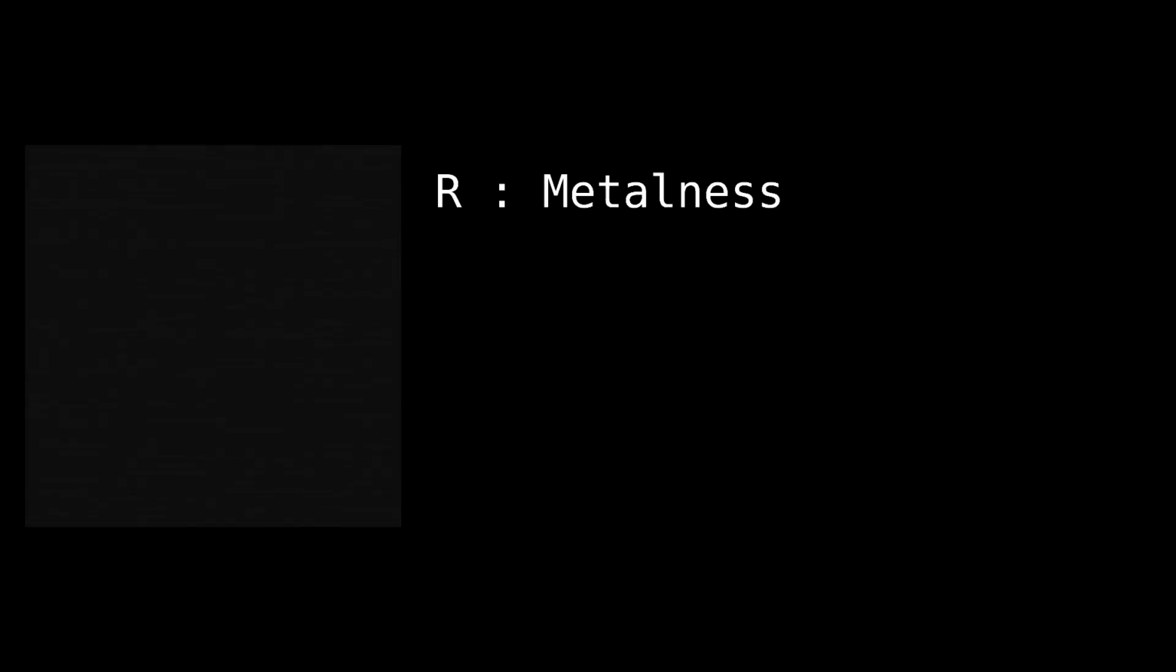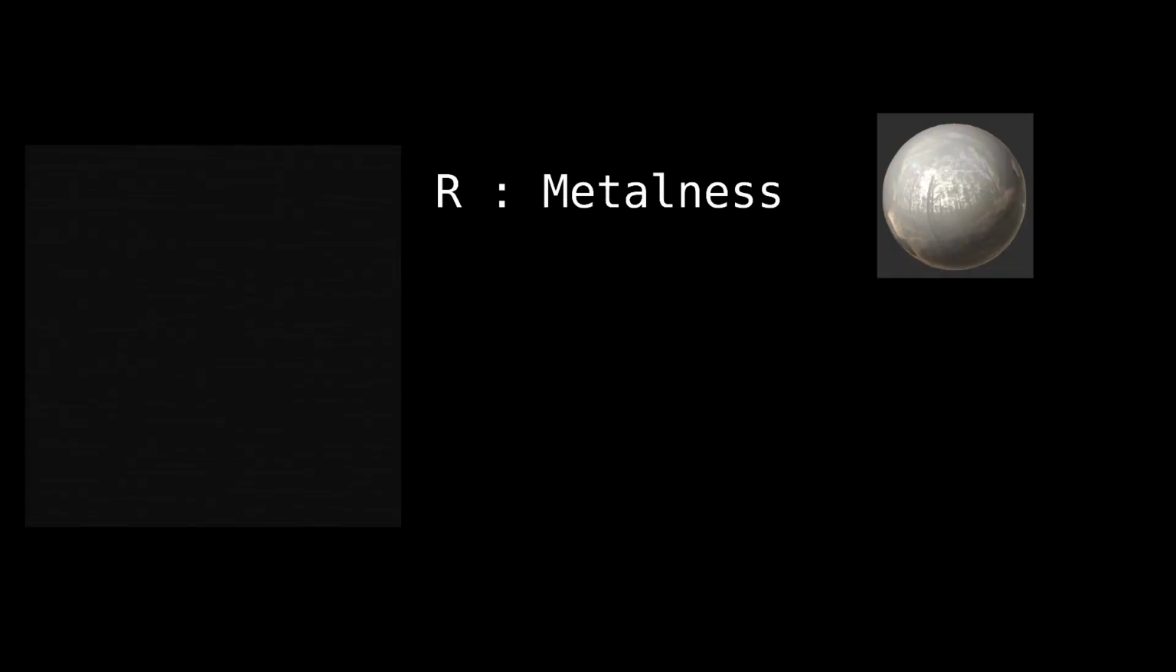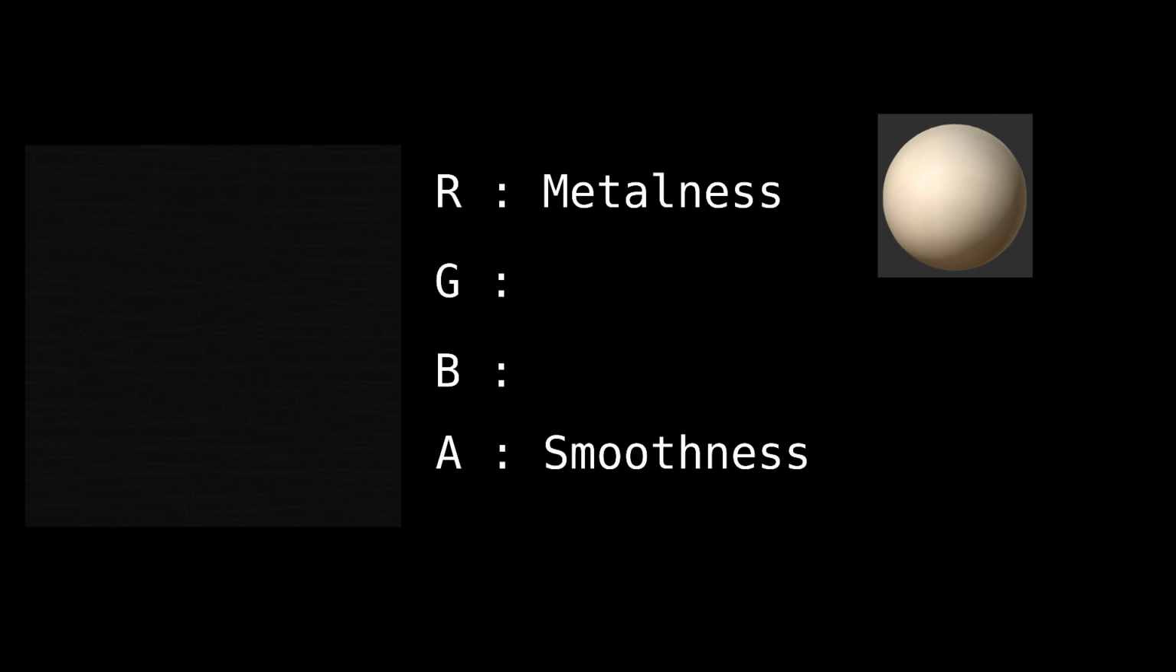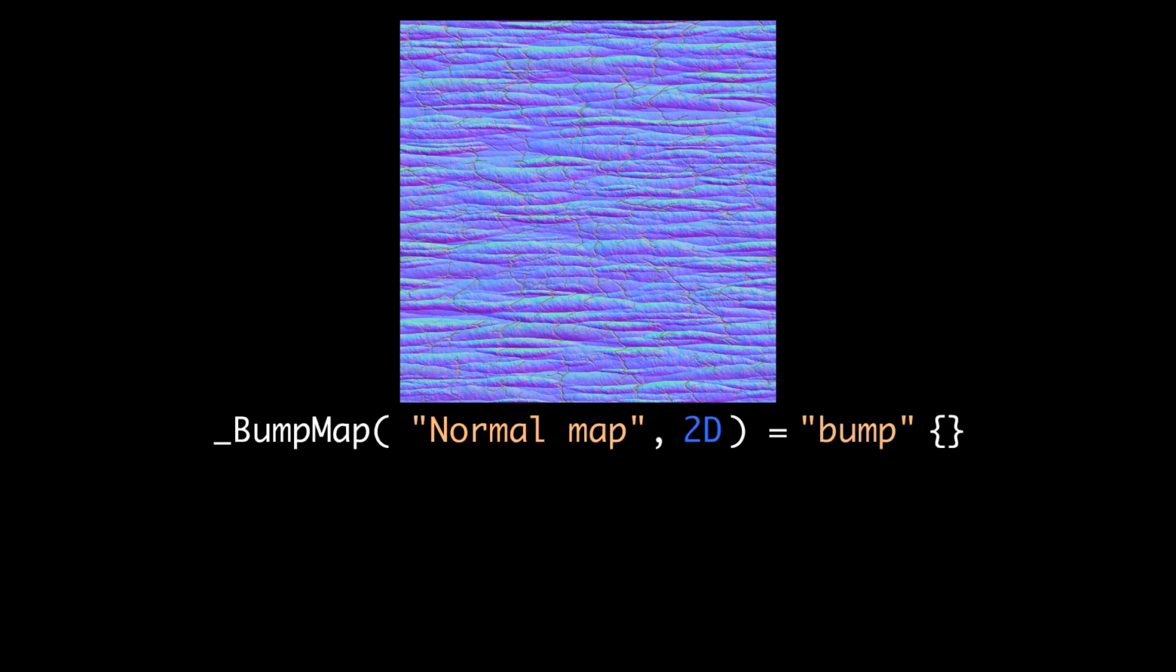The red channel of this texture will be the metalness, 0 is not metallic and 1 being fully metallic. Then the alpha channel will be the smoothness, 0 being fully rough and 1 being as reflective as a mirror. Then the normal map, its name will be bump map, with its default color being bump.